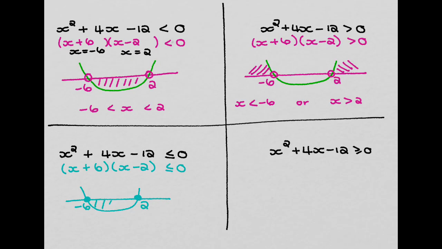So less than means I'm shading below. So it's negative 6, less than or equal to x, less than or equal to 2. So what has changed is the inequality, but nothing else.